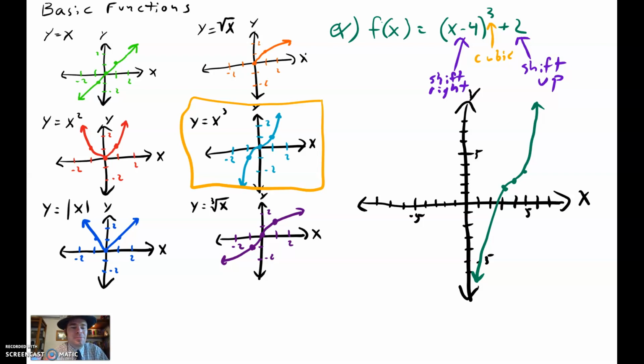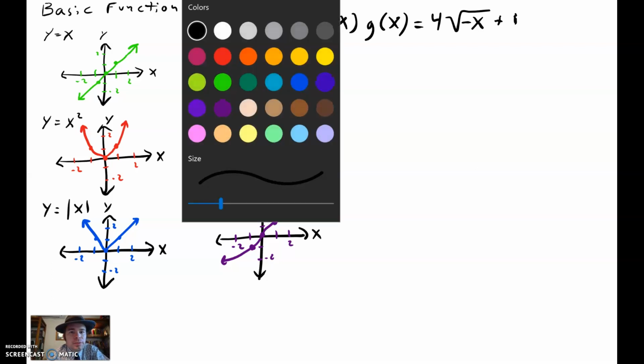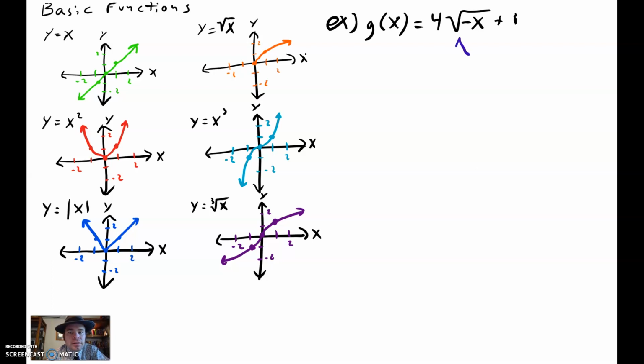Let's try another example. Let's go ahead and graph g of x equals 4 square root of negative x, plus 1. So this time we have that square root symbol. That square root symbol tells us that the shape is half of a sideways parabola, you might say. In fact, it's this shape right here.